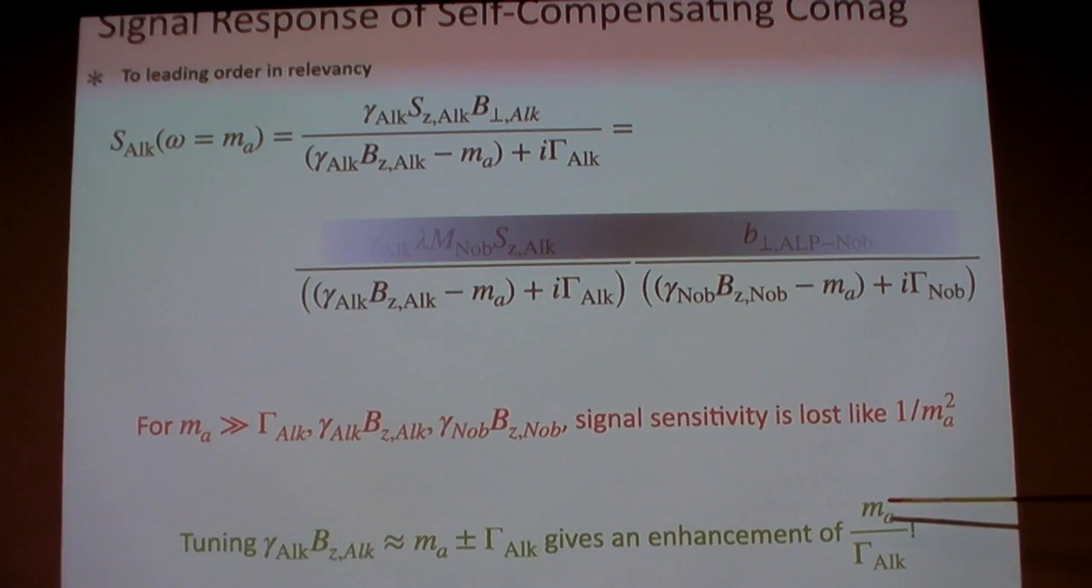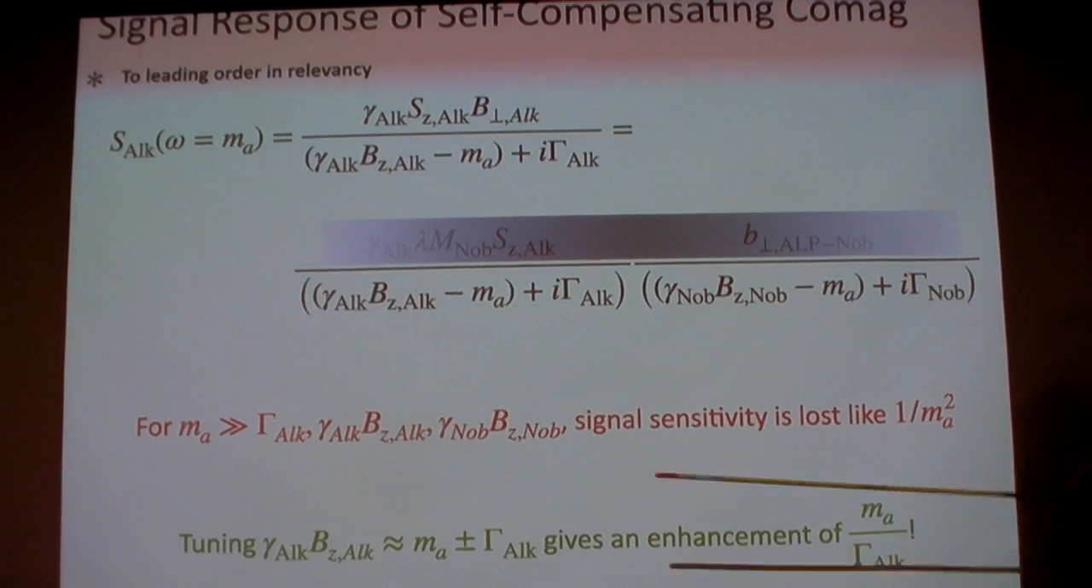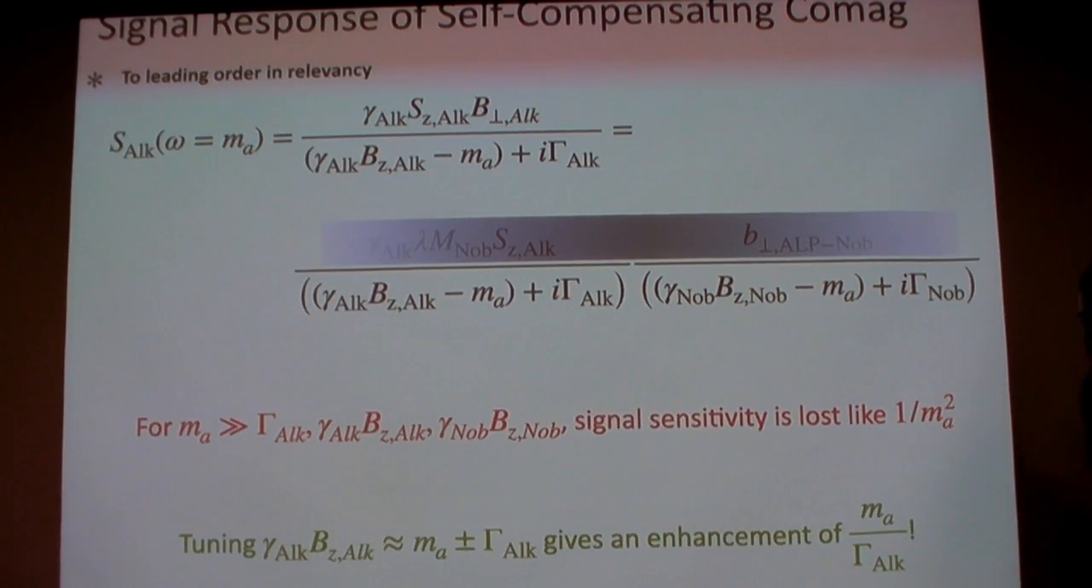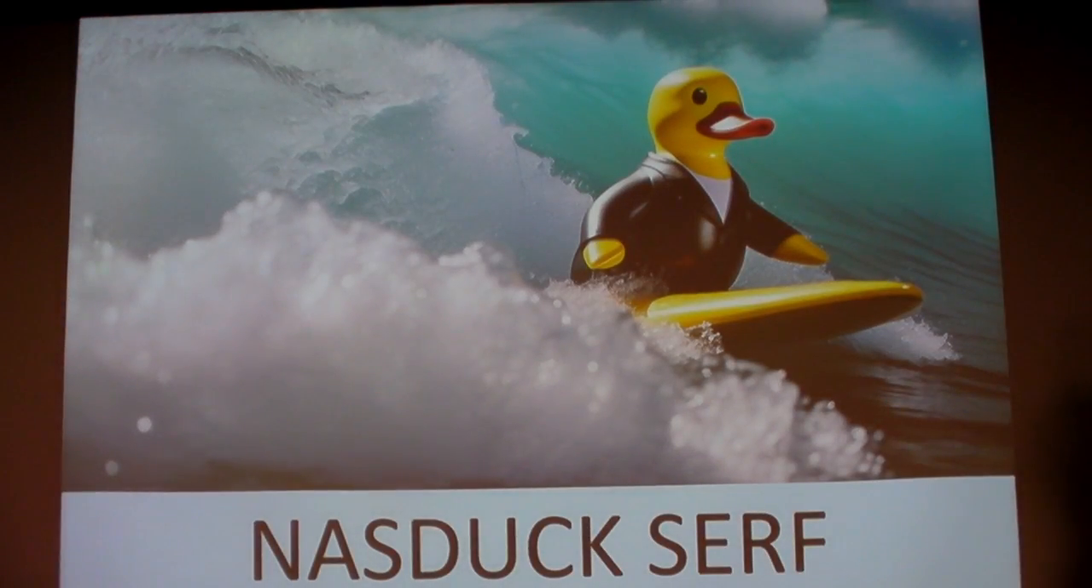And the improvement factor is going to be essentially the 1 over m_a that we lost earlier, so now we're going to get m_a, divided by the width of the alkali. So this is how we're going to gain, essentially. This is the simplest thing you can imagine, just change the resonance frequency and measure on resonance rather than off resonance. That's a very simple thing. And this is what leads us to NASDUCK SURF.